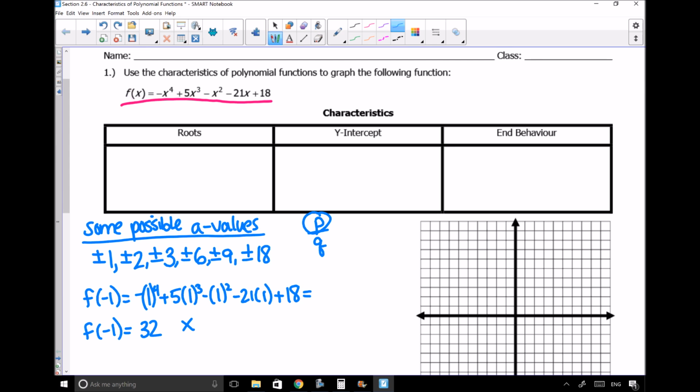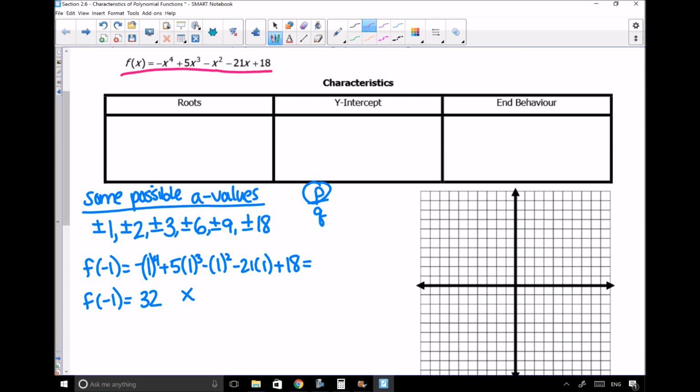Okay, so we tried -1. So let's go ahead and try 1. So take a moment and try 1, plug it in, see if it works for you or not. Then come back to me and see if your answer agrees with mine. Okay, so when I do f of 1, I end up getting 0, which means that the remainder is 0, which means it is a factor. So therefore I can say that x minus 1 is a factor.